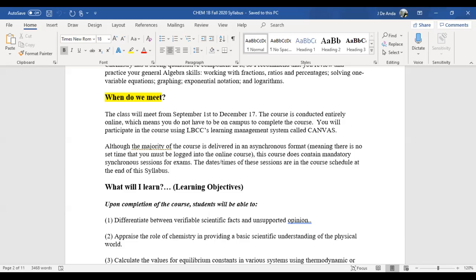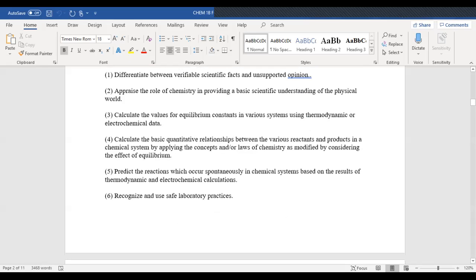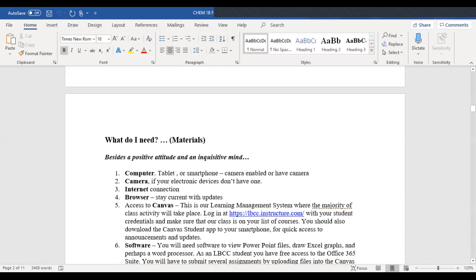The only times that we will be required to log in at specific days and times is when we have exams, and that's at the end of the syllabus, all right? Again, please make sure you read through the whole syllabus. I'm only highlighting a few things, because in the interest of time, I don't want to spend a lot of time on this, but it is important that you go through every little line on this syllabus. Just think about it as a contract. Think about this as what essentially defines the rules of the class, okay?